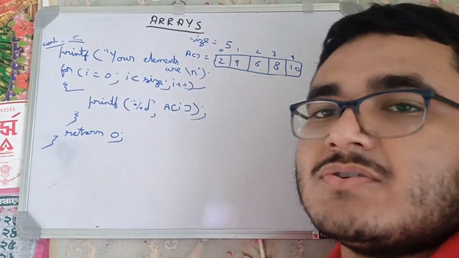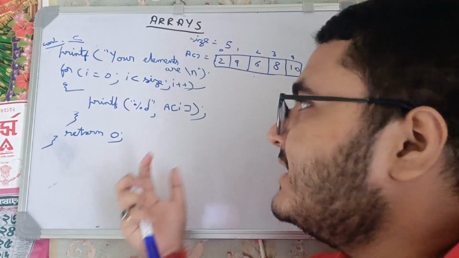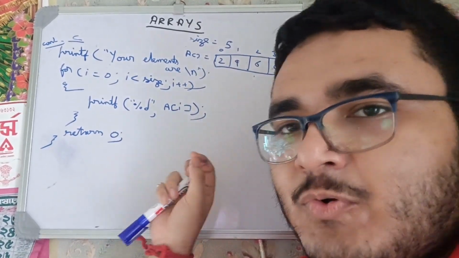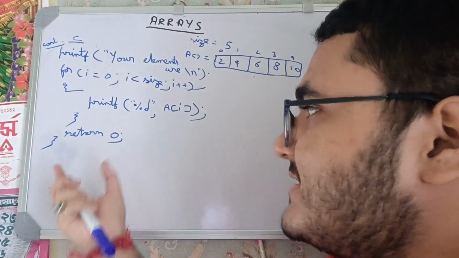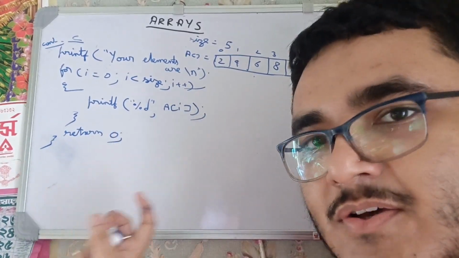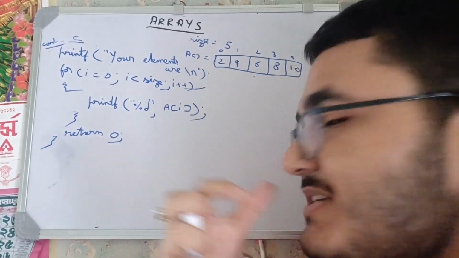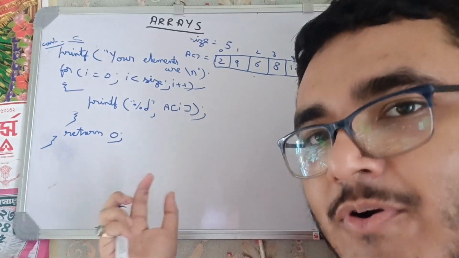So that was all about arrays. This is how we declare arrays, and this is how we can write code for it. These are just the basic operations I have performed on arrays.